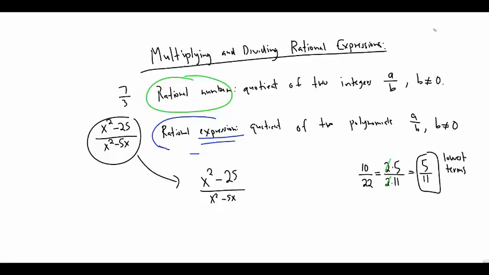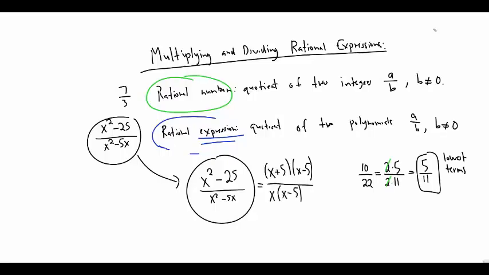Let's do the same for this rational expression. We factor completely the numerator, difference of squares, so it's x plus 5 times x minus 5. The bottom you can factor out x. And we do have a pair of common factors to cancel. What remains then is simply x plus 5 over x. No more common factors to cancel. And this is in lowest terms.